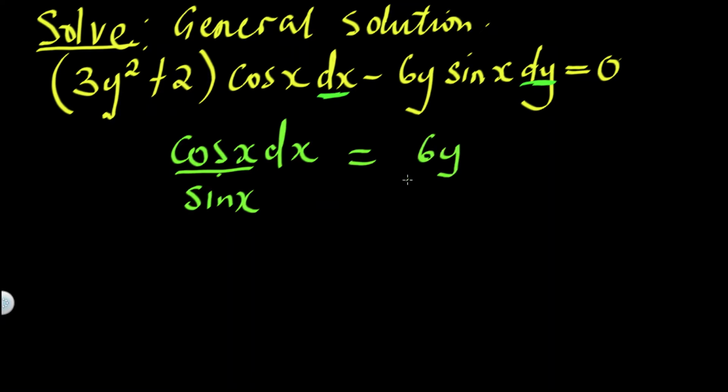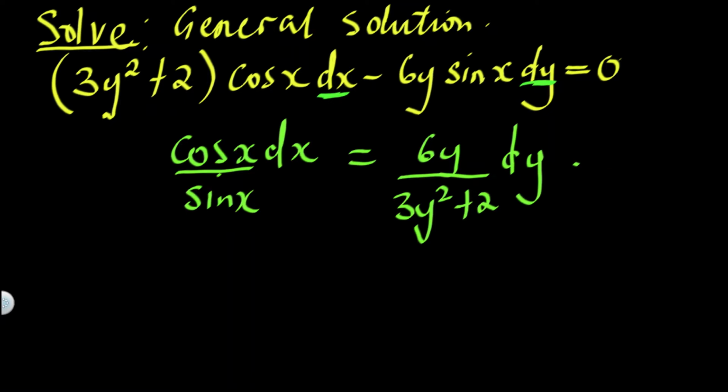6y over 3y squared plus 2 dy. I have managed to separate the variables. So the variables with x and the dx are together, and the variables with y and the dy are together. From here, I can now do my integration.